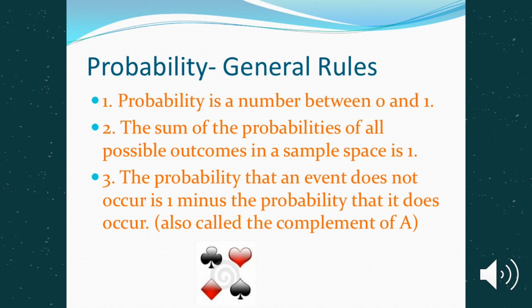And the probability that an event does not occur means something which does not happen. Like I can say probability of not getting a 3 in a dice. Okay, so how can I calculate it? I can calculate it as 1 minus the probability of getting a 3. This is called complement probability.